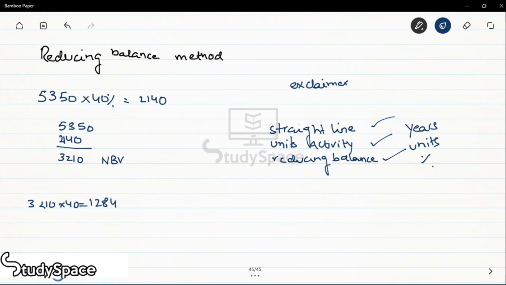So that's it for this video. In our next video, we're going to be looking at how assets are disposed of and how to treat other non-current assets such as natural resources and intangible assets.